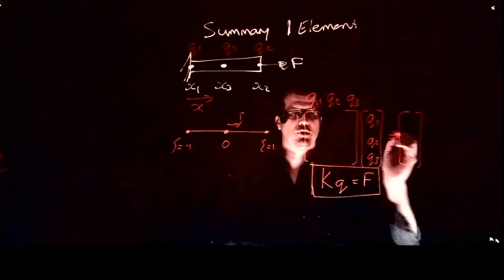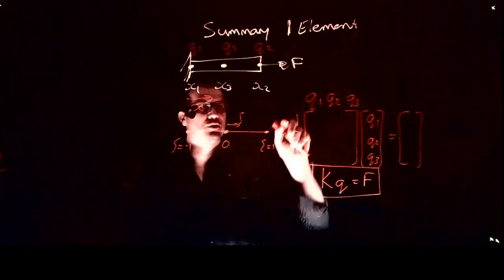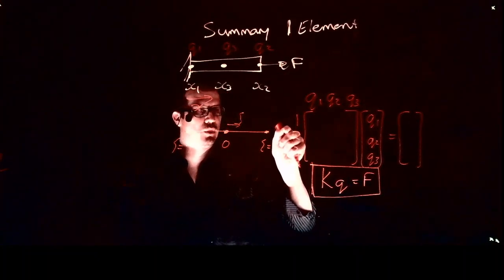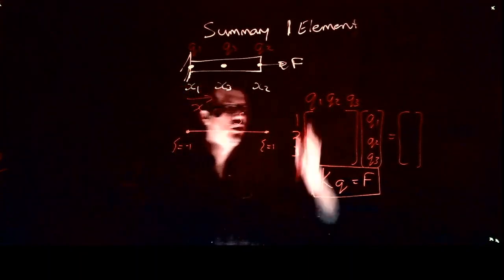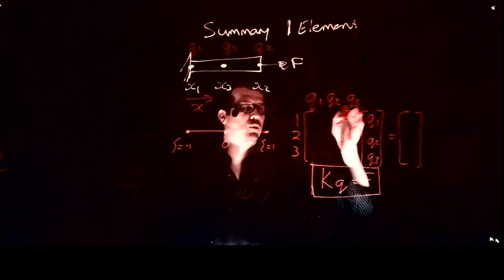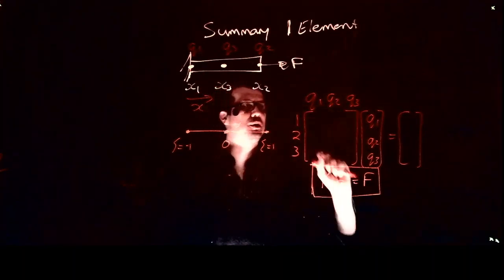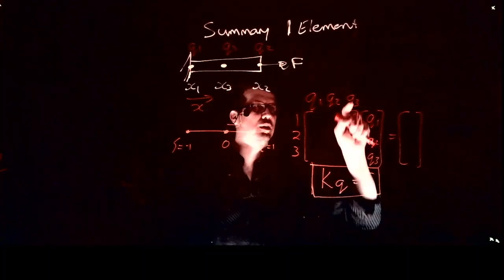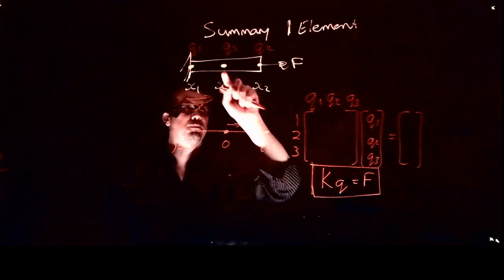Okay. So this is the first thing that we just again said. The rows are associated with a KQ equals F system. So this is force balance at node 1, force balance at node 2, and force balance at node 3. The columns are associated with the displacements Q1, Q2, and Q3. Some of them are known and some are unknown. So column 1 is Q1, column 2 is associated with Q2, and column 3 is associated with Q3, which is the mid-side node.